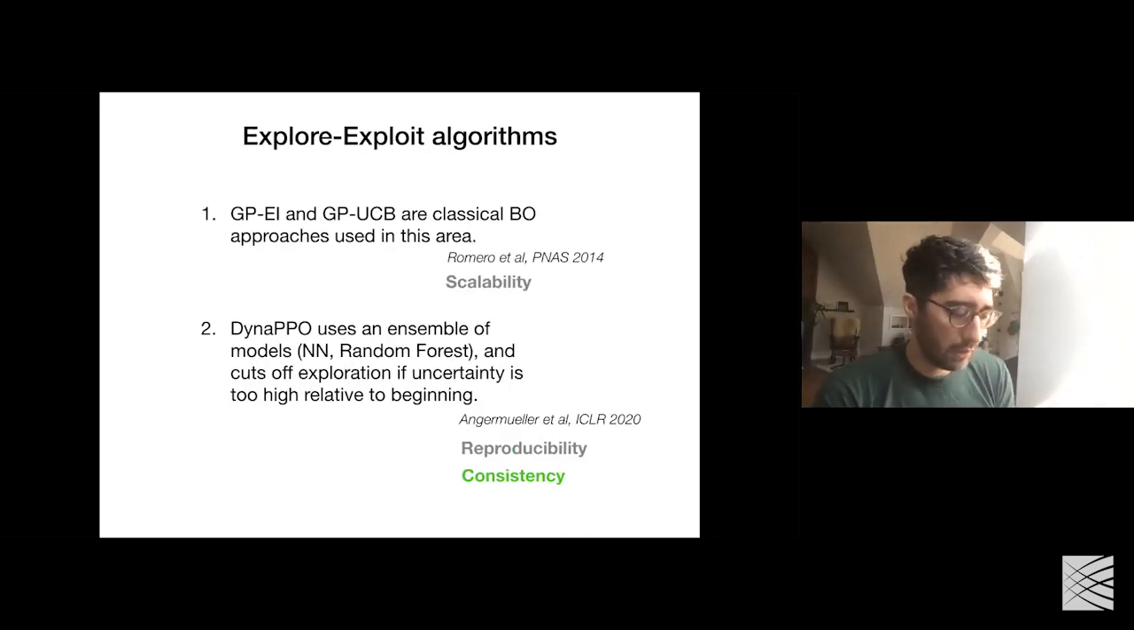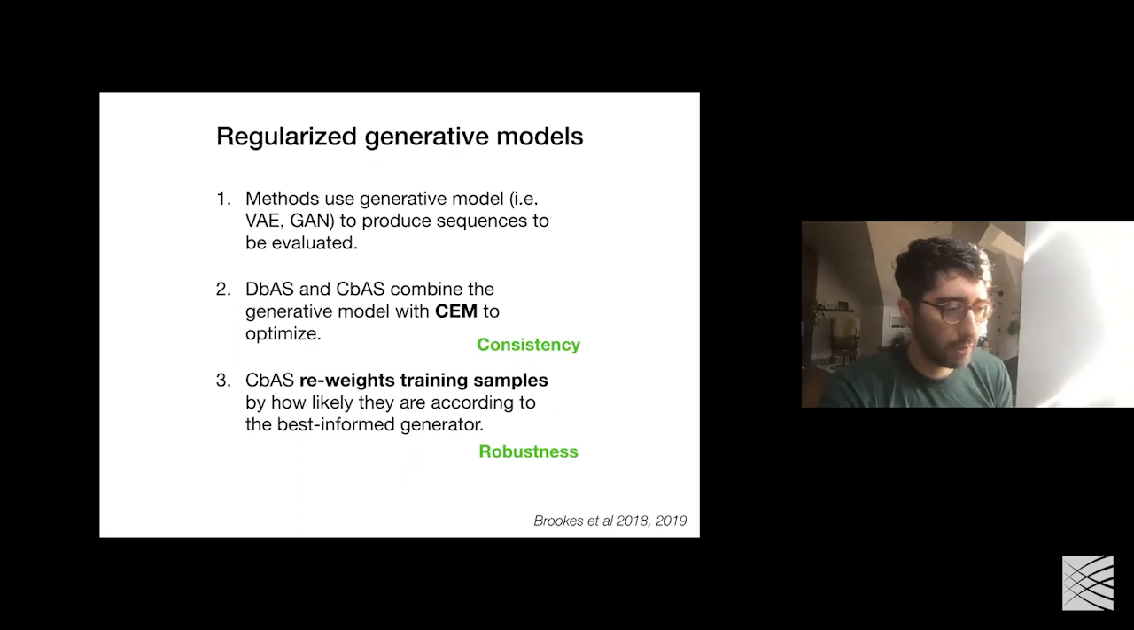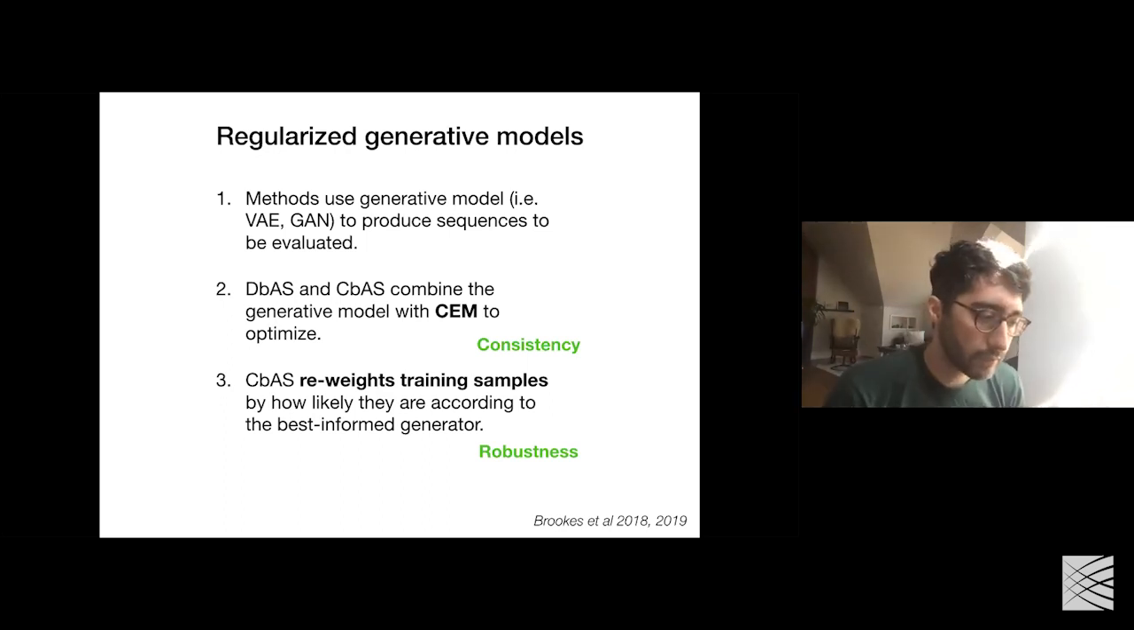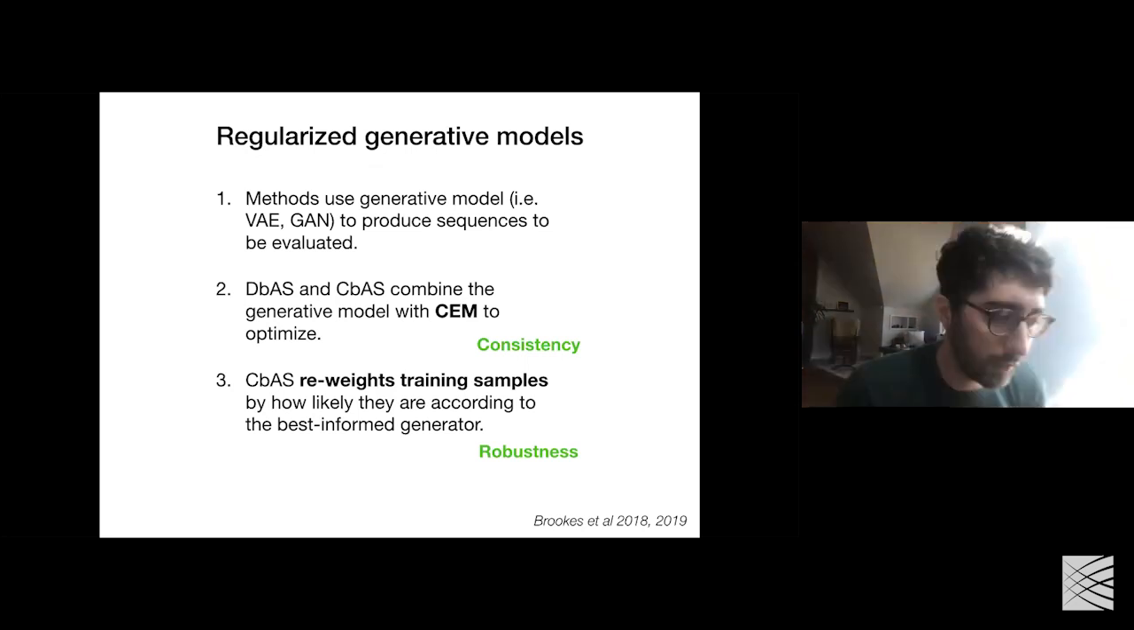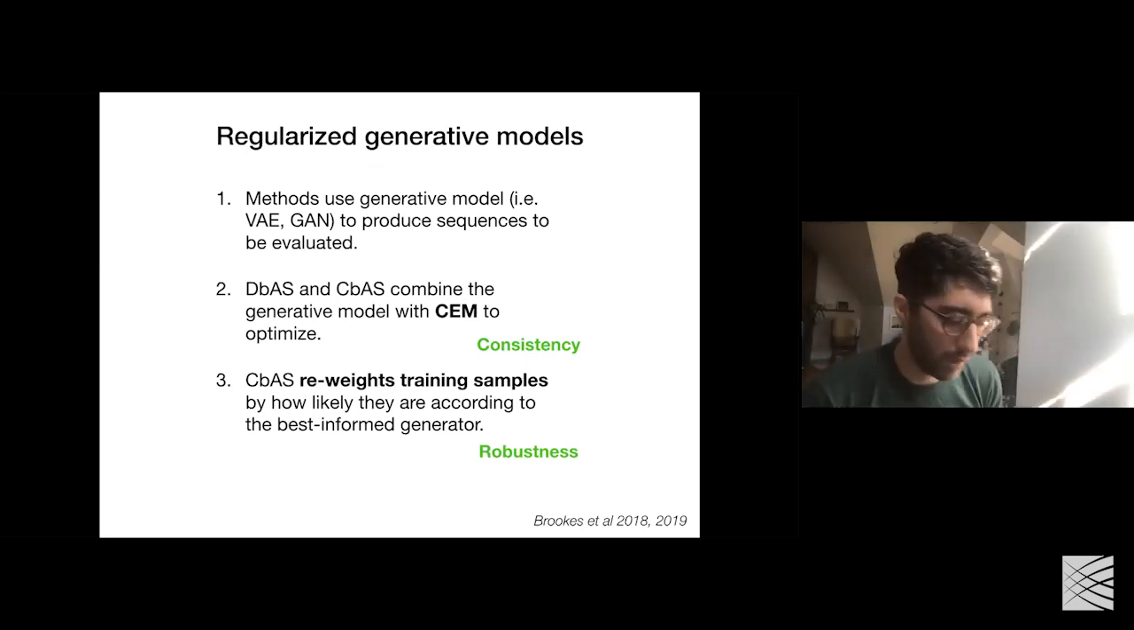And I can go into more details at lunchtime about this. Two things I want to mention: DBAS is very consistent, because if the oracle gets better, it starts exploiting it. CBAS, on the other hand, has the extra advantage of being more robust. It might lose a little bit of consistency. It might not climb as well if the model gets better because it's pessimistic about the model, but it still is an algorithm that can climb even with models that are not very good.